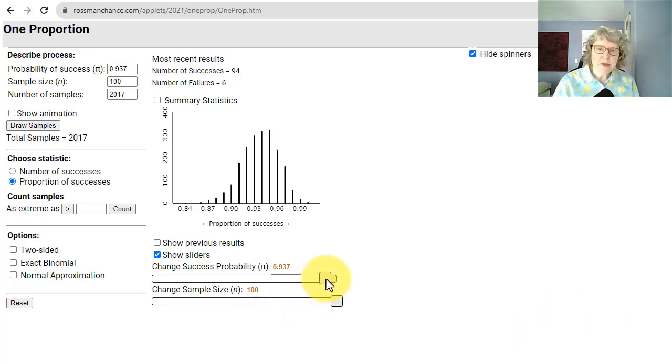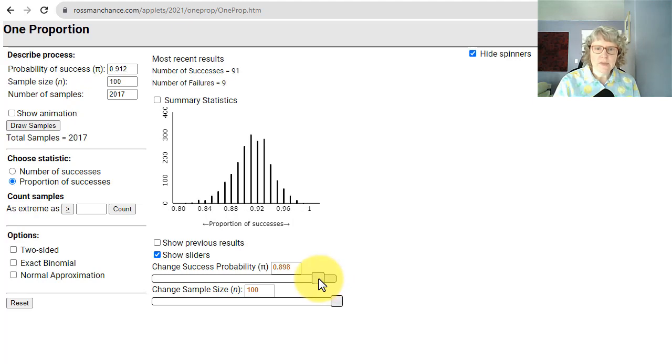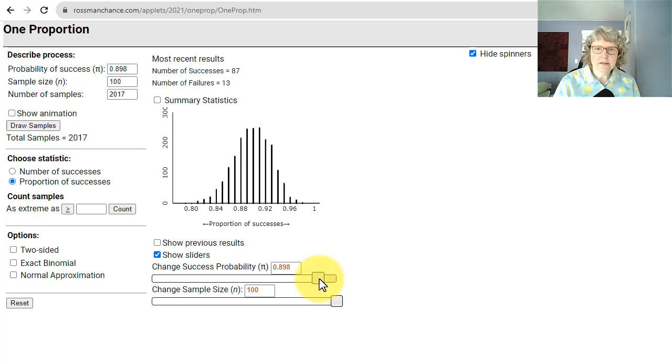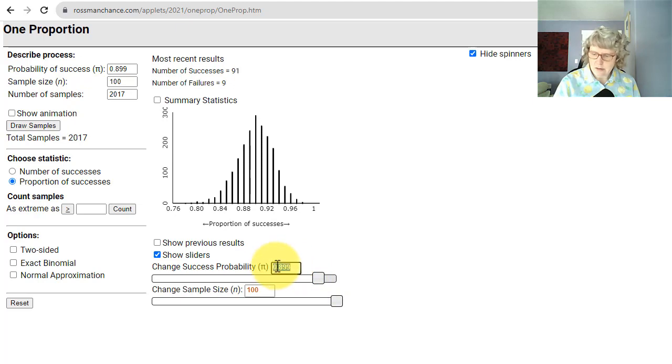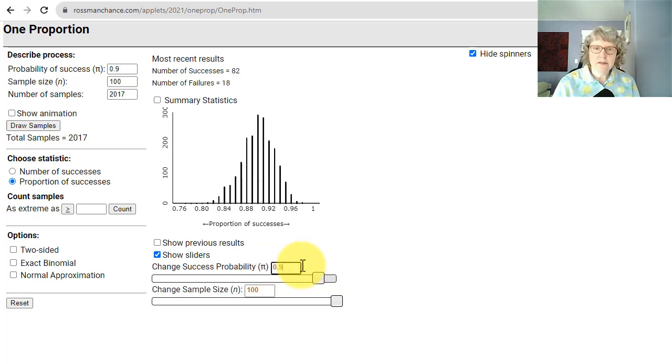So if I bring this back to about 90 or so, 0.90, there's 0.898. Okay, you can also just type it in to get the exact value you want. You can see that looks fairly symmetric. Maybe slightly, you can click on normal approximation here. It's maybe slightly still skewed.